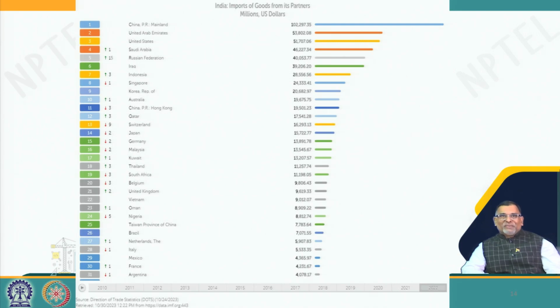Then again comes Saudi Arabia, the Russian Federation, and we can see some surprise countries like Iraq, Indonesia, Singapore, South Korea, Australia. Then small countries like Hong Kong, Qatar, and up to 31 countries are mentioned. We even have a very good trade relationship with Argentina. So, you can see the value, and the most important thing you can find is the Gulf countries.